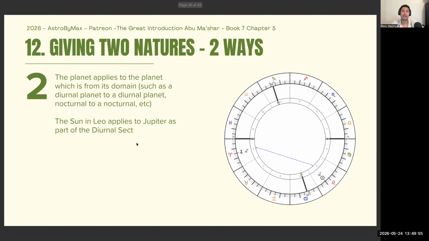There's also a second way in which the planet applies to a planet from its domain, such as a diurnal planet to a diurnal planet or a nocturnal planet to a nocturnal planet. So the sun in Leo applies to Jupiter as a part of the diurnal sect here, and they are in diurnal signs.